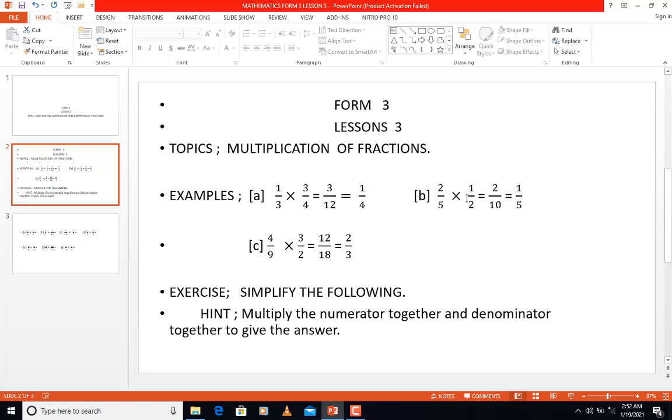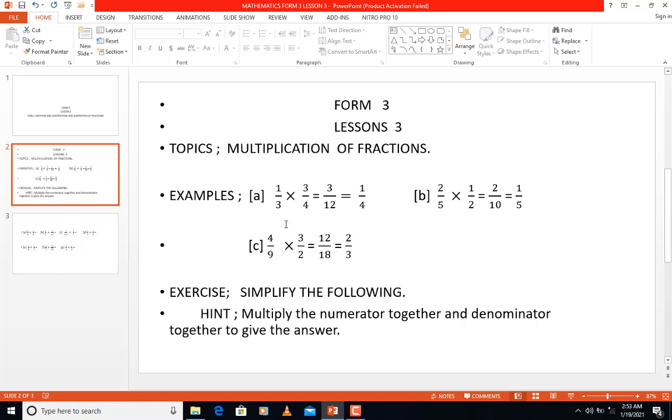2 over 5 multiplied by 1 over 2 is equal to, if you multiply the numerators alone it is 2, and the denominators alone it is 10. But 2 over 10 can be simplified to its simplest form, which is 1 over 5. Now let's look at the last example. 4 over 9 multiplied by 3 over 2 is equal to 12 over 18. 12 over 18 can be simplified again to its simplest form, 2 over 3. So this is how we multiply fractions.